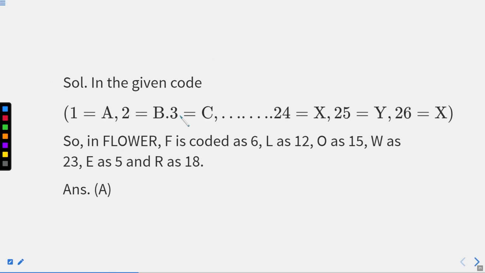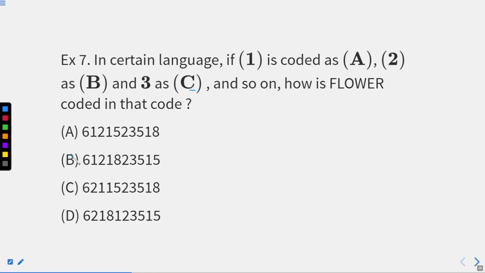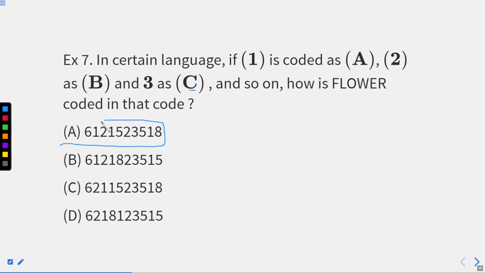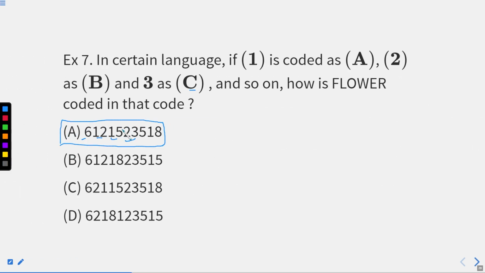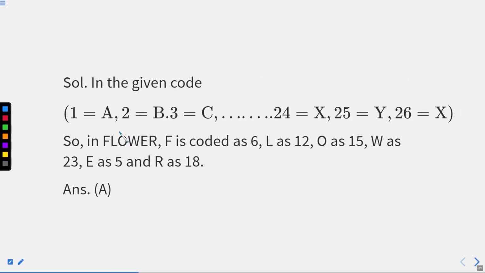We know that F is coded as 6, L is coded as 12, O is coded as 15, W is coded as 23, E is coded as 5 and R is coded as 18. If you write them all together, eventually you get this as your answer. 6 is for F, 12 is for L, 15 for O, 23 for W. In the same manner, you're going to get your answer. I hope it is clear. Till now we have discussed 7 questions, 7 concepts, and I hope this is very helpful for you.